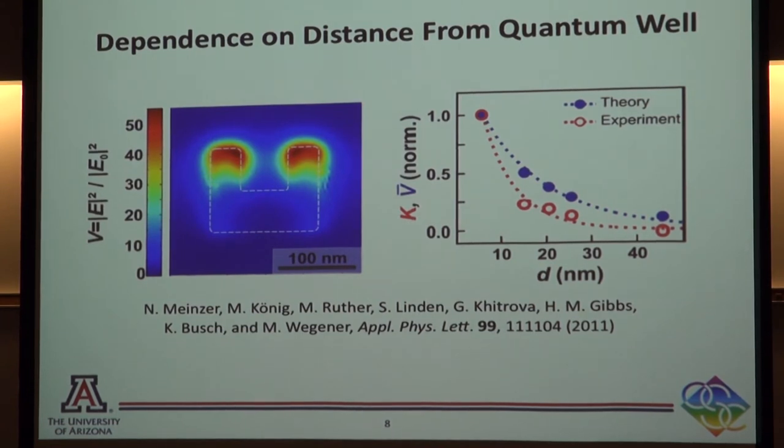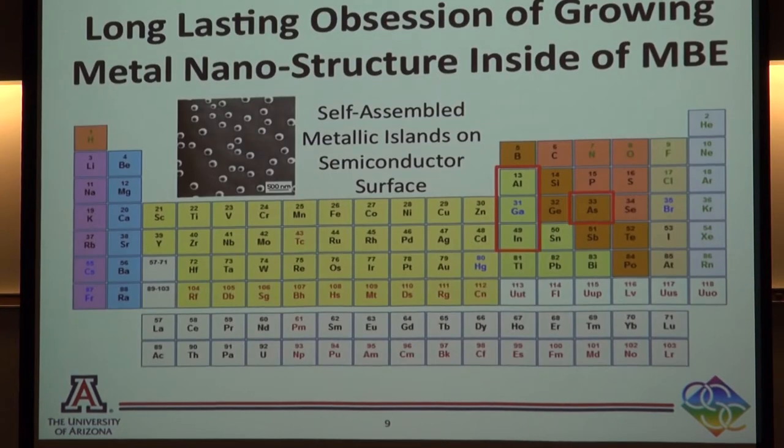Pretty much 20 nanometers. When you get closer than 20 nanometers, the individual line of a quantum dot disappears. So we then start thinking, okay, now what do we do? What's next? And instead of working with silver, I did have, for a long time, an obsession to see can we grow this metallic structure on top of our quantum well or quantum dots inside of the same chamber.